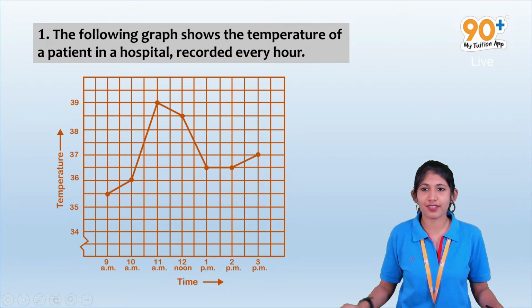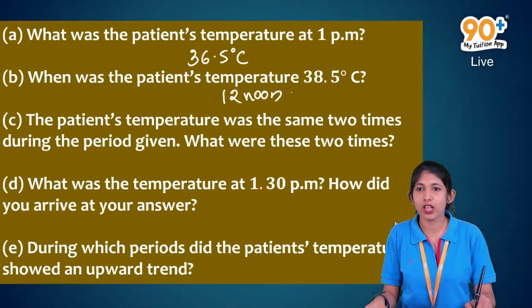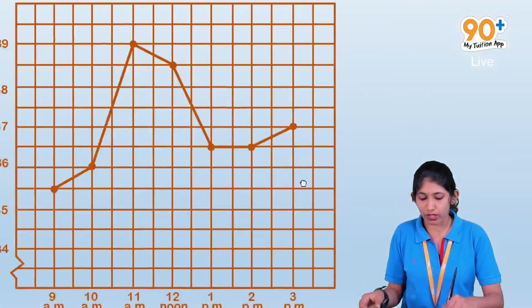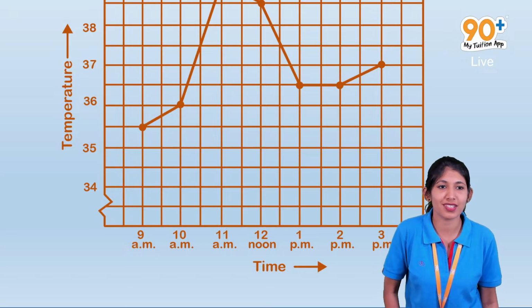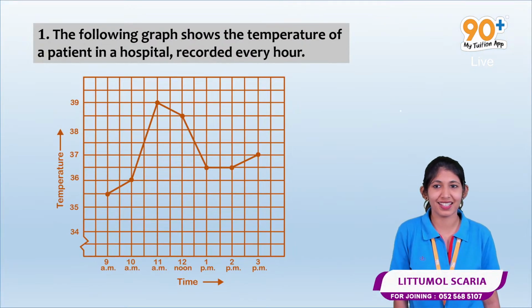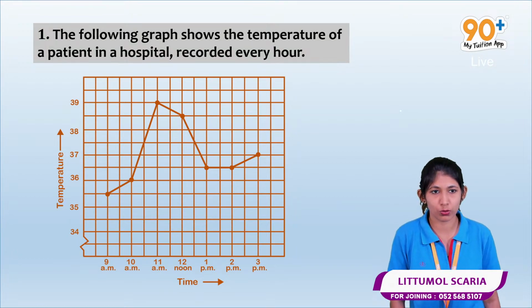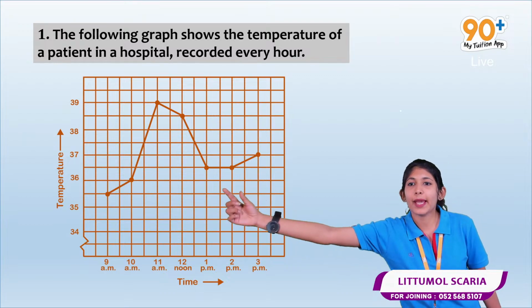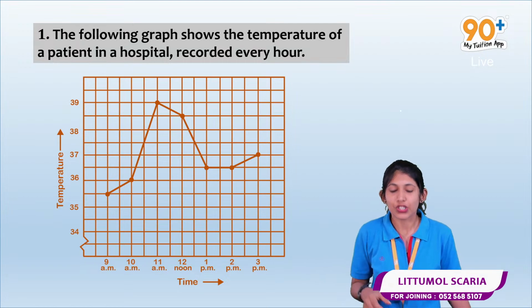Joshua is answering. What about the others? Have a look at the graph. At which 2 hours the patient's temperature was the same? Yes, 1 p.m. and 2 p.m. At 1 p.m. and 2 p.m., the patient's body temperature was recorded to be the same.